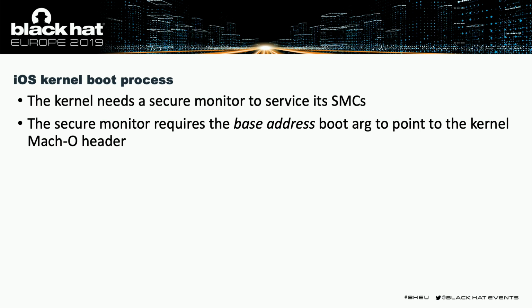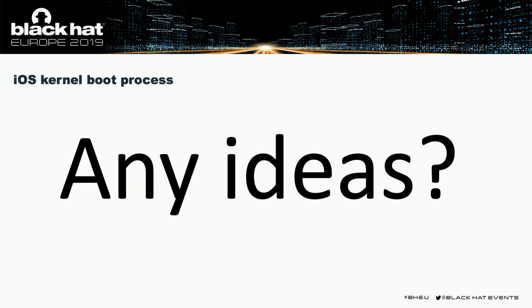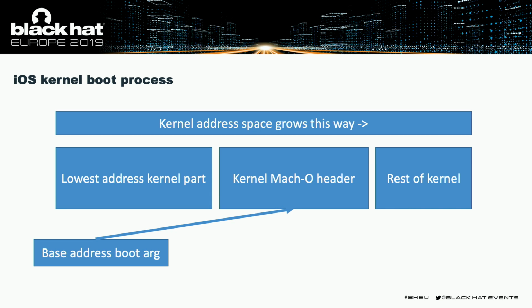All right, so we saw that the kernel needs a secure monitor to service its secure monitor calls. So we loaded the secure monitor and started executing it. And we saw that the secure monitor requires the base address boot argument to point to the kernel Mach-O header. Any ideas how we can solve it and continue with kernel execution? We tried a few different approaches, and after a few attempts, we tried this solution. So this is a basic solution, right? Just make the base address boot argument point to the kernel Mach-O header instead of the lowest loaded kernel address.